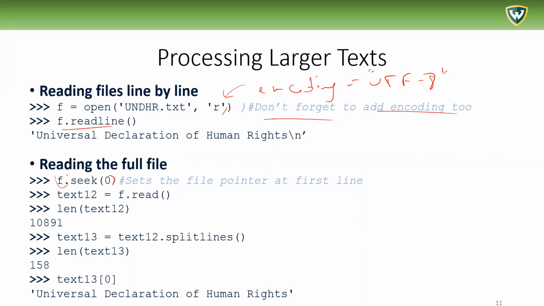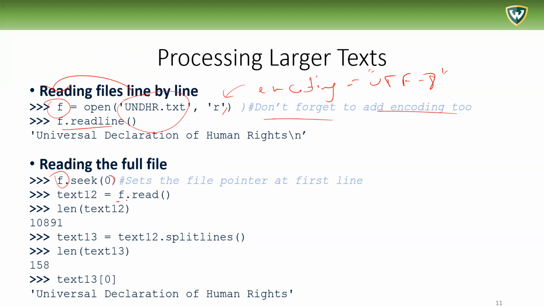F.seek. F is the file that we opened. So we loaded this whole Universal Declaration of Human Rights into this F variable here. F.seek sets the file pointer at the first line. 0 is the first. Often in computer programming, the first item is 0. So we start counting at 0.